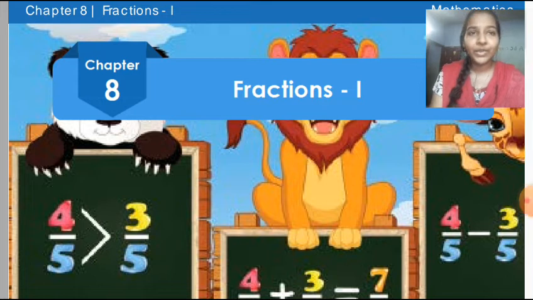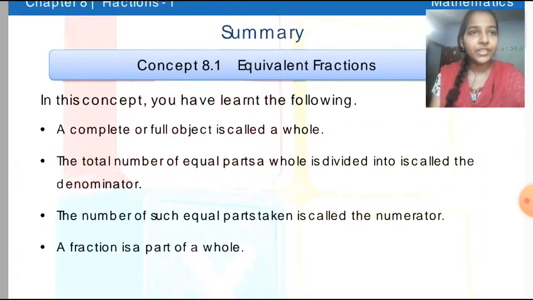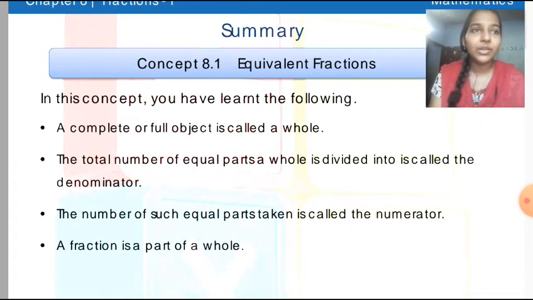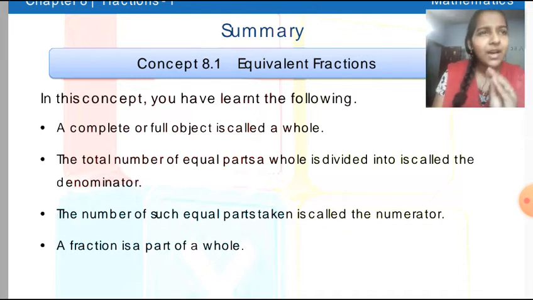Today we are going to revise the chapter Fractions 1. In this chapter, first we learned about equivalent fractions, isn't it? Yes. And can you say, children, what is a fraction? A fraction is a part of a whole. And what is a whole? A complete or full object is called a whole.